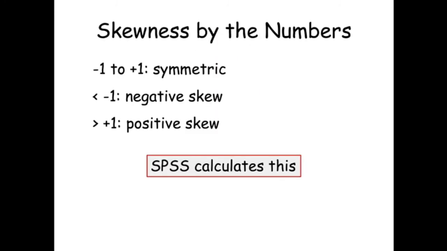We can also tell if a distribution is skewed by looking at its skewness value. Values between plus and minus 1 indicate a fairly symmetric distribution. A value less than minus 1 suggests negative skew, and a value higher than 1 suggests positive skew.